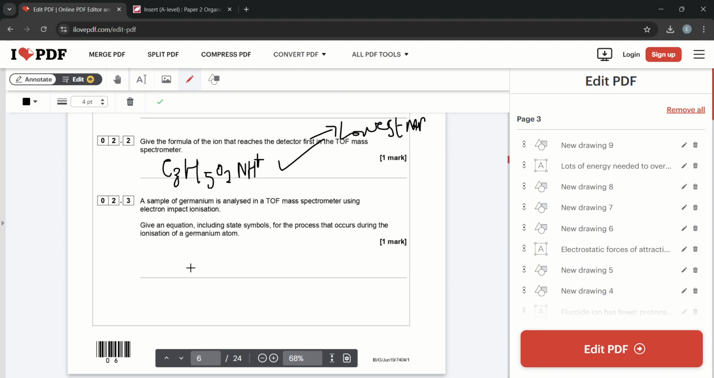2.3: A sample of germanium is analyzed in a time-of-flight mass spectrometer using electron impact ionization. Give the equation, including state symbols, for the process that occurs during the ionization of a germanium atom. So it's going to be germanium gas, germanium plus gas, plus e minus.